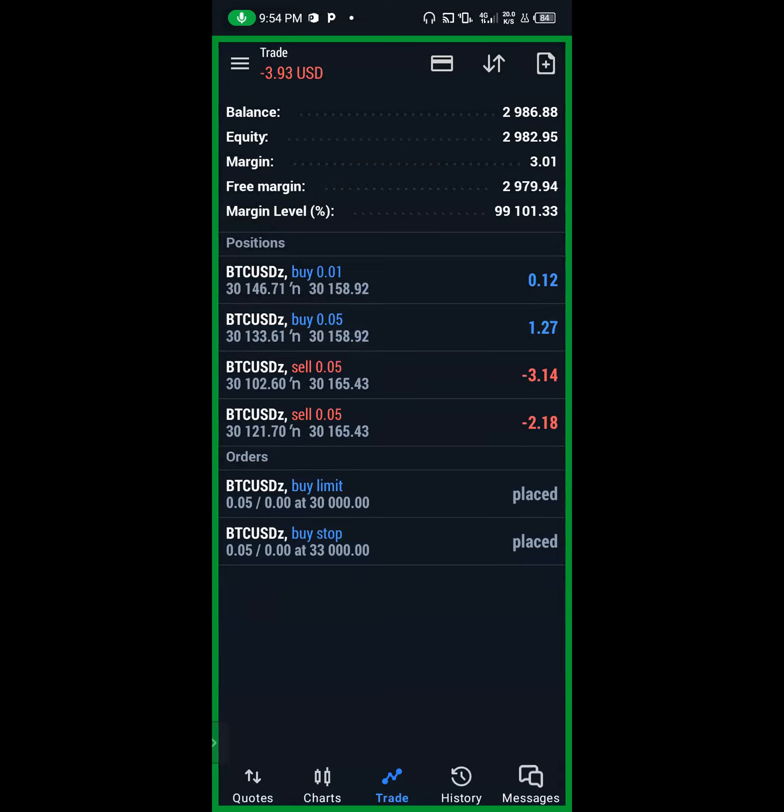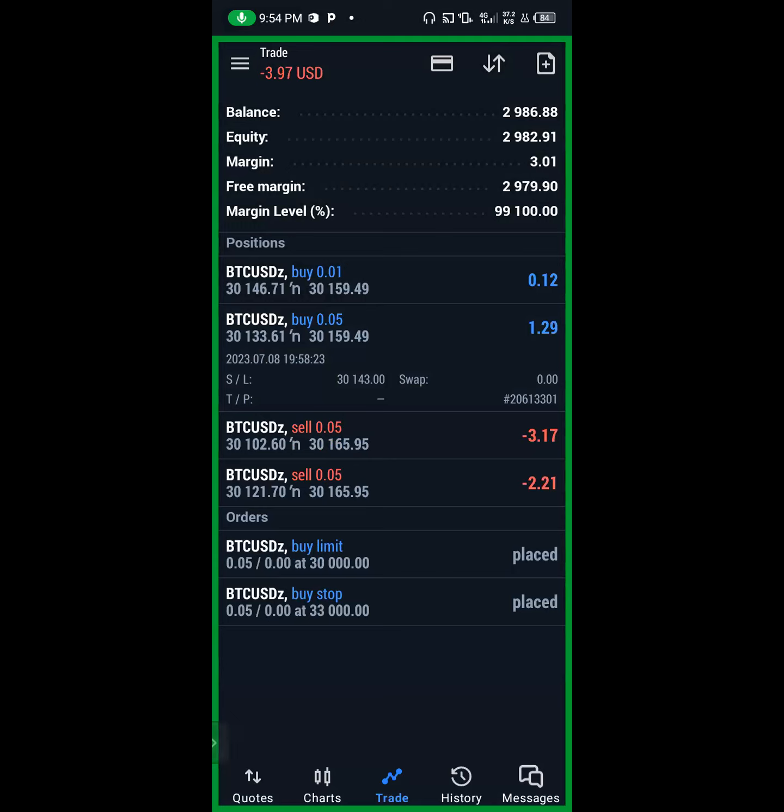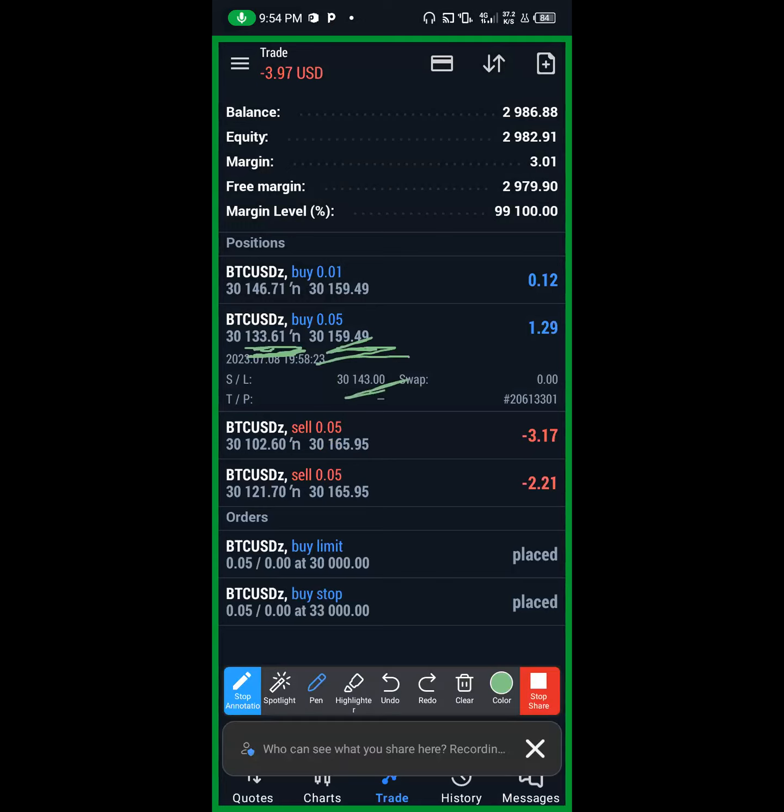Look at the SL, guys. It's now 30,143 here. Look at this place. So if the trade closes now, it must close at 143. Secure some profit for me. That is BE plus. Now, what is BE plus plus?